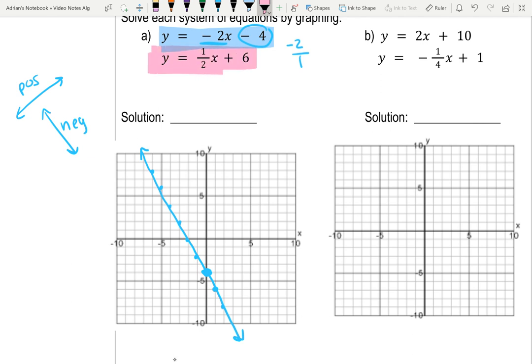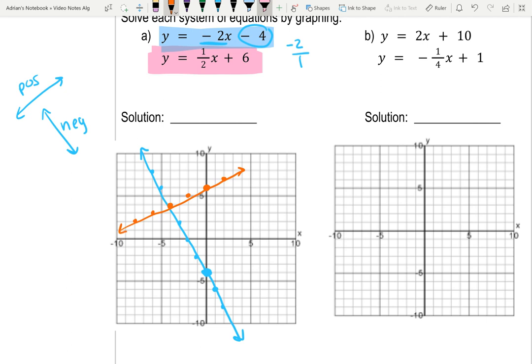And then my second one, I'm going to graph that one. So this time I'm going to start at +6. And I have a slope of 1/2. So from here, I'm going to go up 1 to the right 2, or down 1 and then to the left 2. And I can see it's probably going to be intersecting somewhere over here to the left. So instead of continuing to go up to the right, since I know it's not going to intersect there, I'm just going to go down 1 over 2 and keep going in this direction.